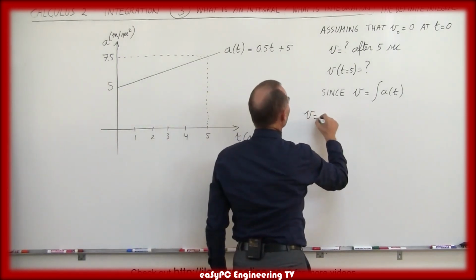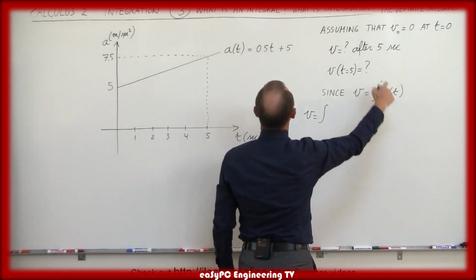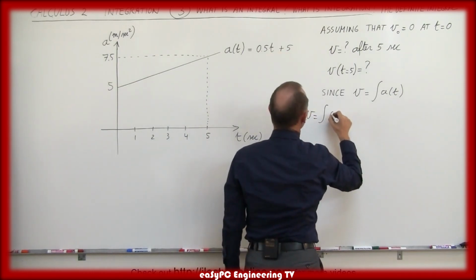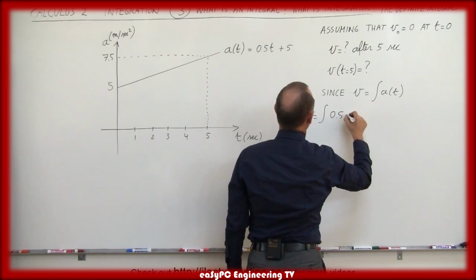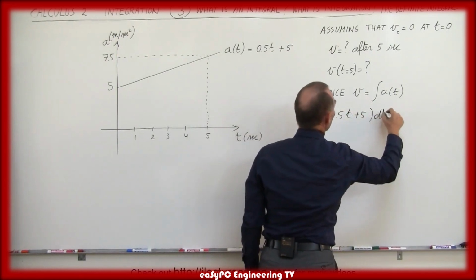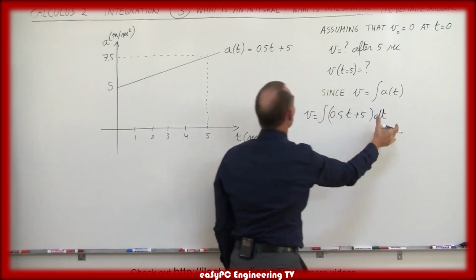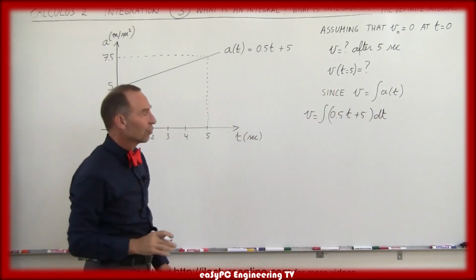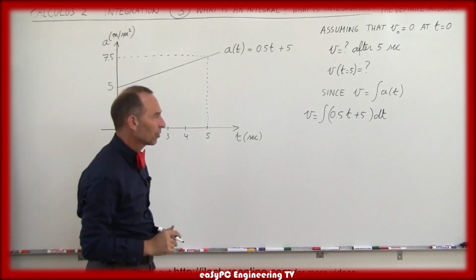So velocity is equal to the integral of the acceleration, and since the acceleration is equal to this equation, we can say that it's the integral of 0.5 times t plus 5 times dt. We always have to have the dt there because it's the opposite of the derivative, and the derivative, that's where the dt comes from. And we'll see later on how that works.